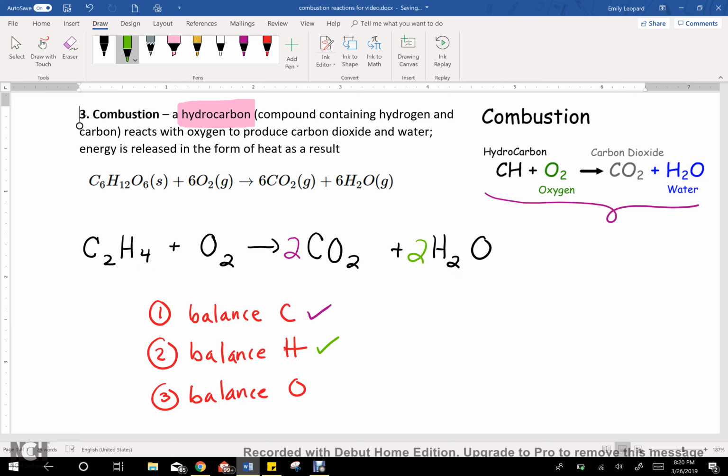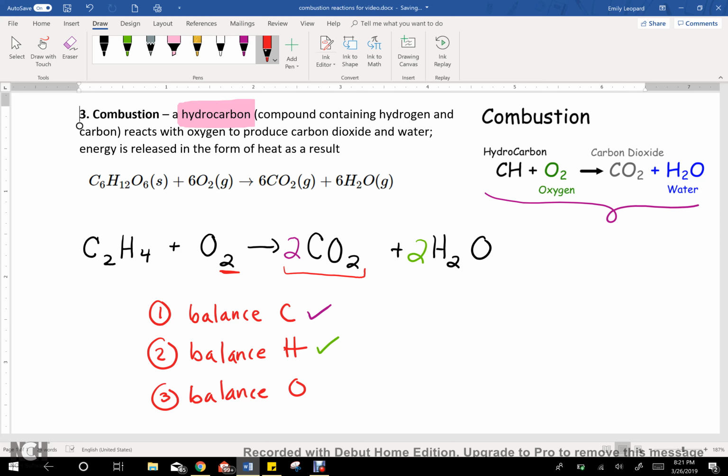All right, and last but not least, we're going to balance our oxygens. If we look on the left, in this case, we've got 2 oxygens, but then on the right, we have to account for the oxygens that are in both carbon dioxide and water. So if we look at carbon dioxide, the entire molecule has a coefficient of 2.